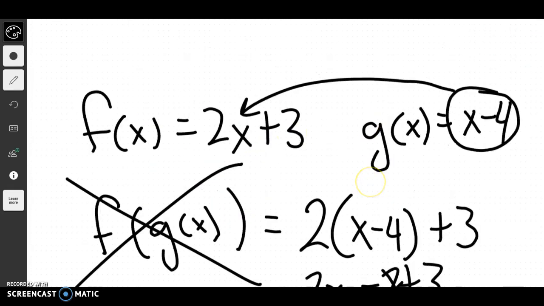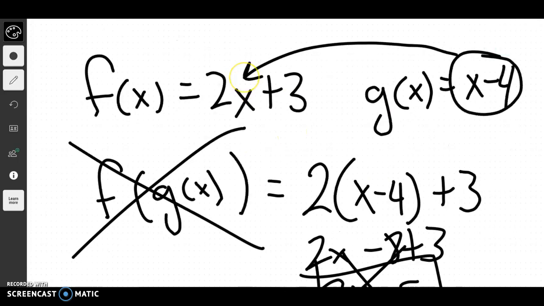So in the case where you compose two things that aren't inverses, it just works like normal composition, like we've been working on this whole entire week. So if you have any questions, let me know.